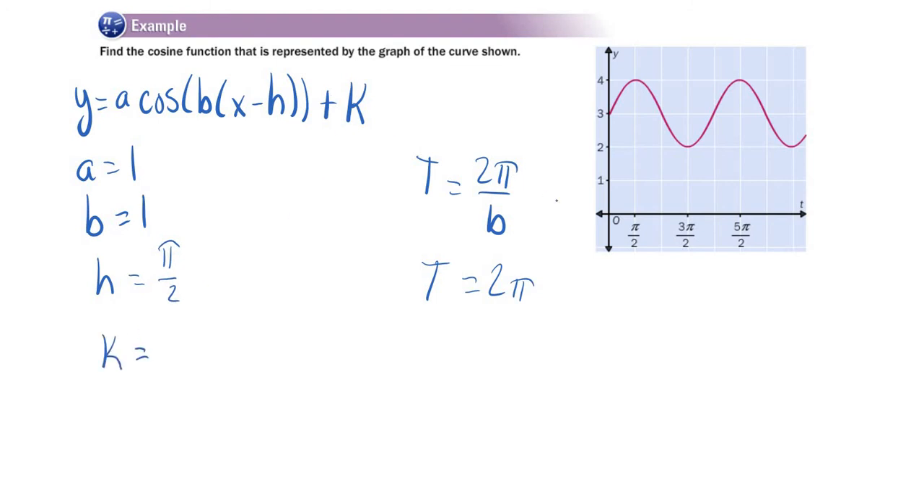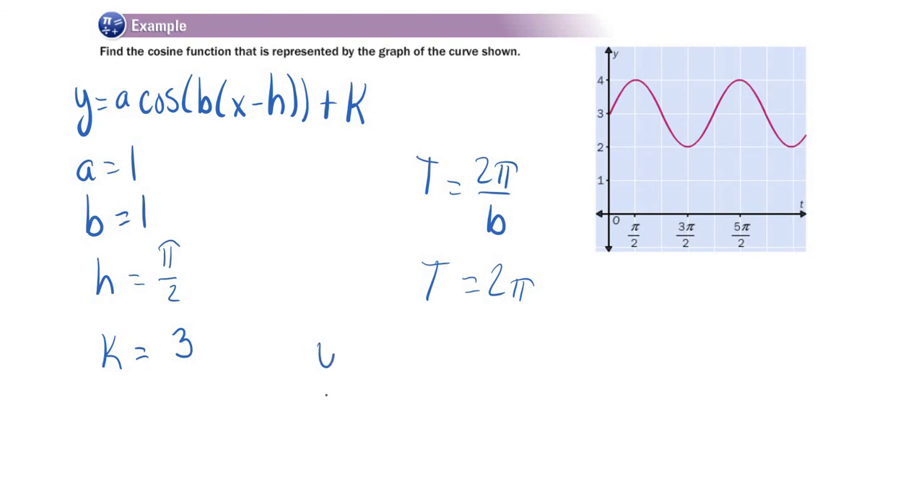Okay, let's go find what K is. Remember, that's our vertical shift. Now, normally it would have been down here, right? Its peak would be down here at 1. So it shifted up 1, 2, 3. It's up here at 4. So it looks like K is a positive 3.